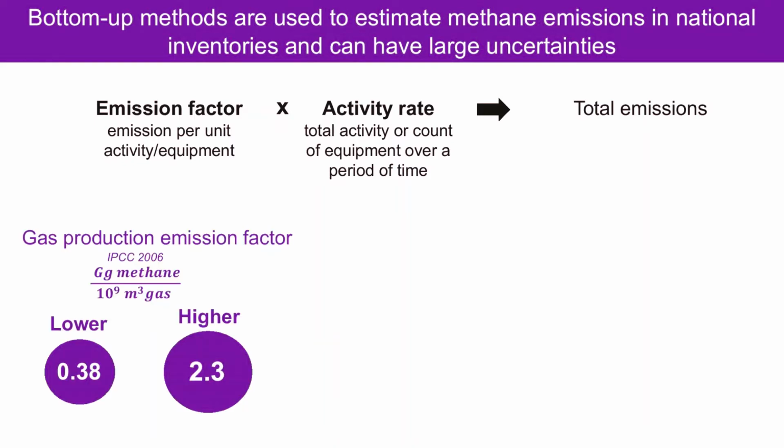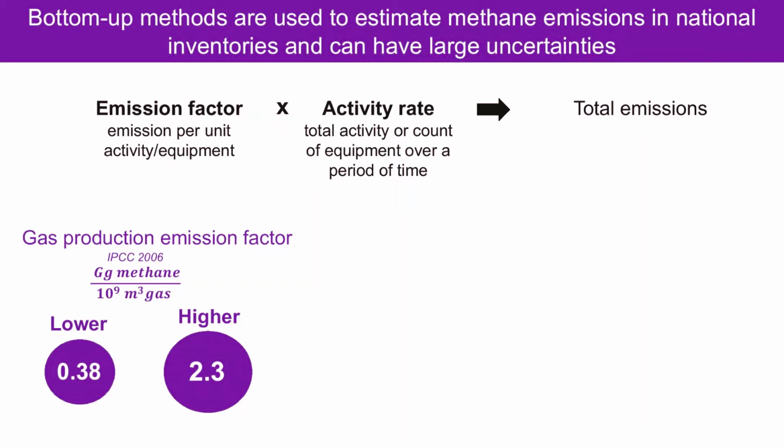And so just as an example, if we think of gas production emissions of methane, for countries that don't have their own emission factors, they can use emission factors that the IPCC provides. And so here I'm just showing the range of emission factors provided by the IPCC for gas production. So they provide a lower and upper bound. And the issue with this is that it spans an order of magnitude.